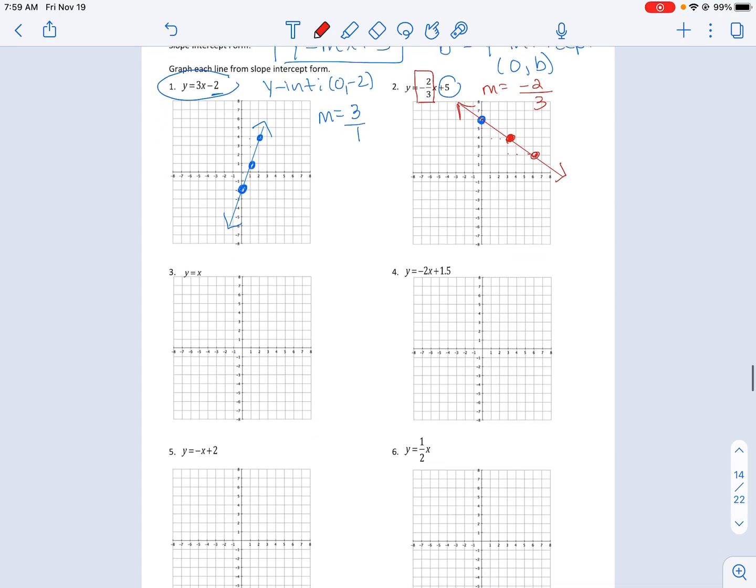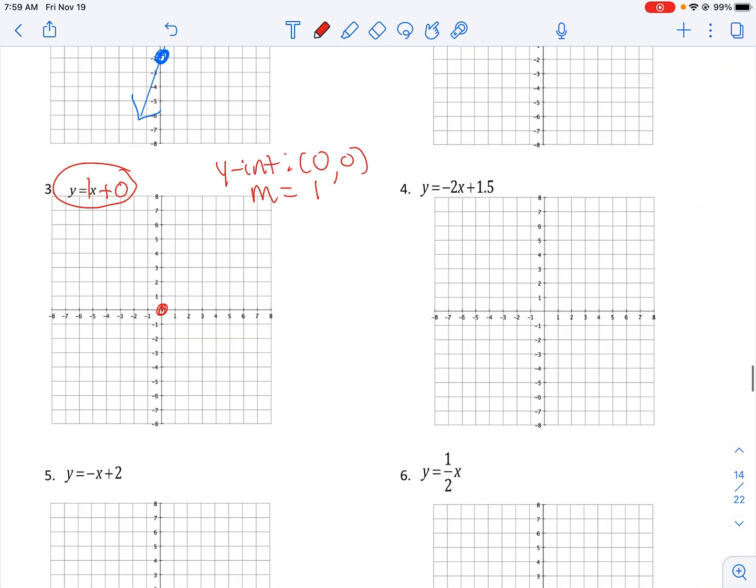Okay, this one here, this is really y = x + 0. So your y-intercept here, or your b, is really (0, 0). So we're starting here. And your slope in this problem is really just 1, because there's a 1 in front of that x. So I'm going to go up 1, to the right 1, up 1, to the right 1. There's my line. Connect the dots. There's my graph.